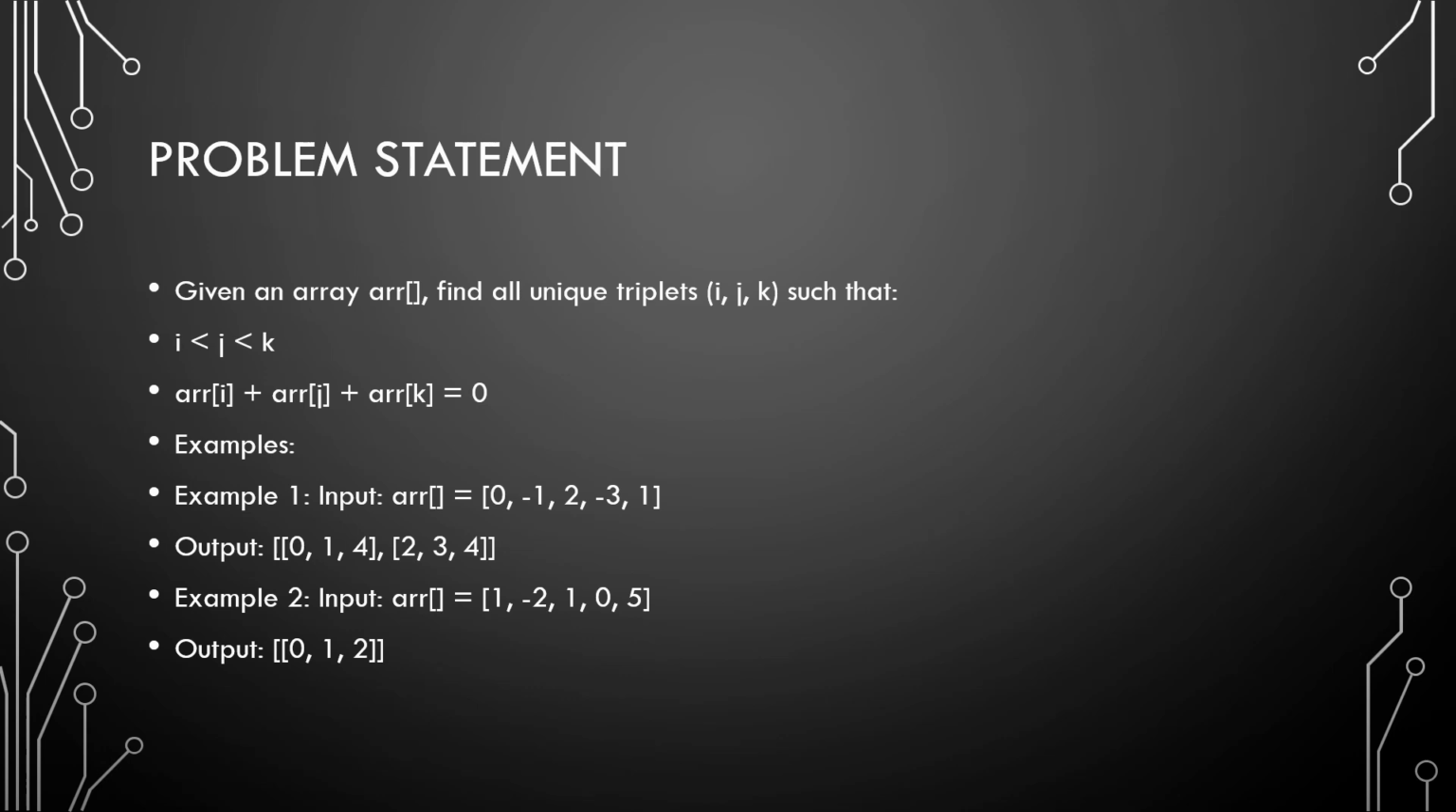Another example is an array with elements 1, -2, 1, 0, 5. Only the triplet at indices 0, 1, 2 satisfies the condition.